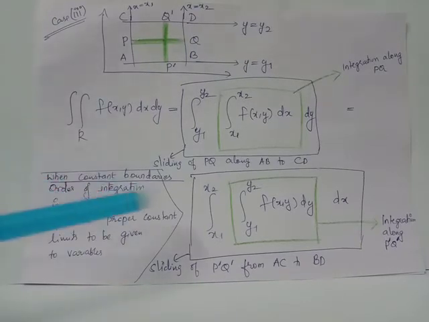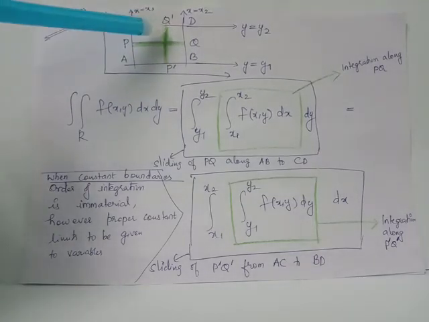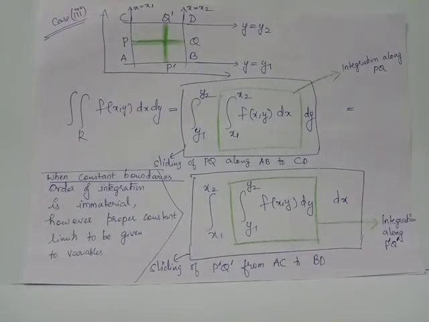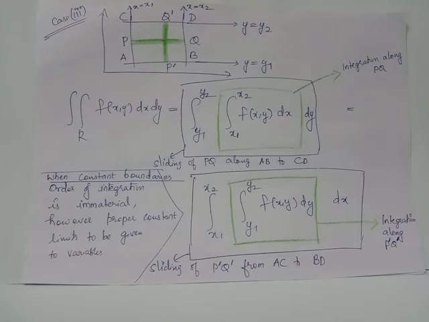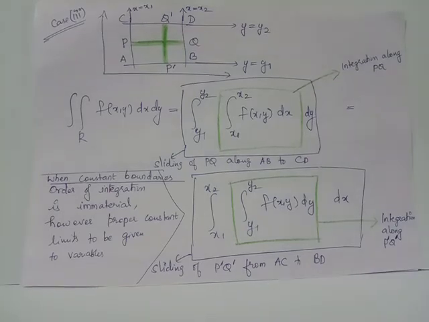If you proceed in this way, that is performing integration with respect to y first, then you are performing integration along the vertical strip P dash Q dash, and then this vertical strip is allowed to slide from AC to BD, thereby covering the entire rectangular region ABCD. In both ways, you will arrive at the common answer. This happens because the variables have constant limits.